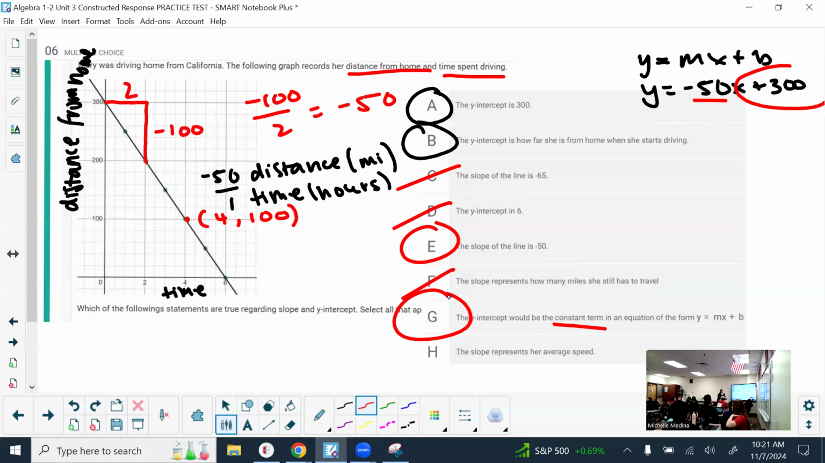Lastly, the slope represents her average speed. Now, being distance over time, like miles over hours, you might think so. But remember, our slope was negative. So her speed is actually 50 miles per hour. Our slope is negative 50. So we're not going to pick H, even though it sounds like it'd be a good answer. Remember, our slope is negative. So what our slope is saying is how many less miles she has to go for every 1 increment of time. So only the ones I circled, again, don't blindly follow. It's the ones that say the correct things.